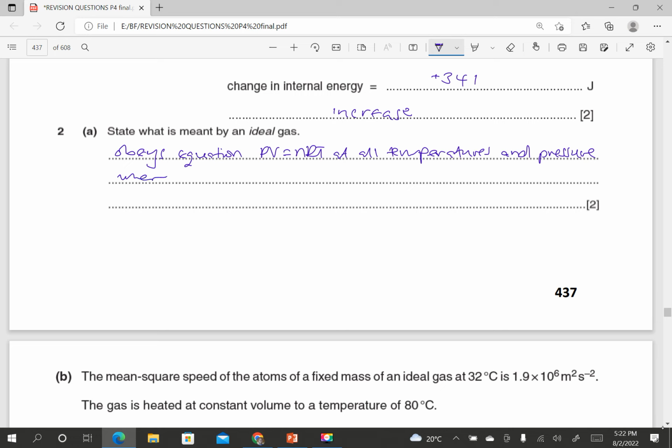where P is the pressure of the gas, V is the volume of the gas, and T is the absolute temperature. Of course, n times R, this one is a what? A constant, because n is the number of moles and R is the molar gas constant. So n times R makes that constant, number of moles and the molar gas constant. So that is an ideal gas.